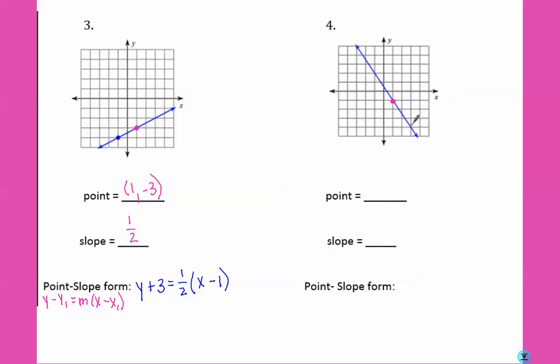So on here, I'm going to pick out 2 points. I'm going to use this one as my point here. You could use either one, it doesn't matter. So my point is 1, -1. My slope is down 1, 2, 3 over 2, so -3 over 2. And now I'm going to plug in my formula. Y minus -1 would become +1 equals -3/2 times x minus 1.